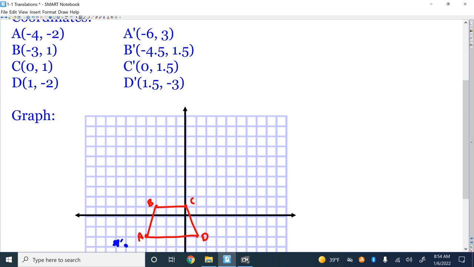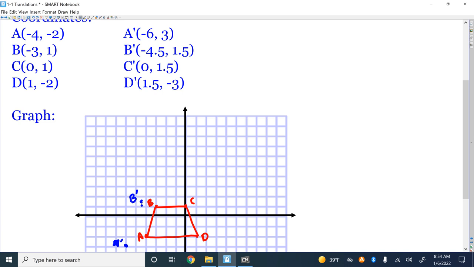Now, when you do halfway points, just go halfway. So negative 4.5 and then positive 1.5 would be right there in the middle of that box.